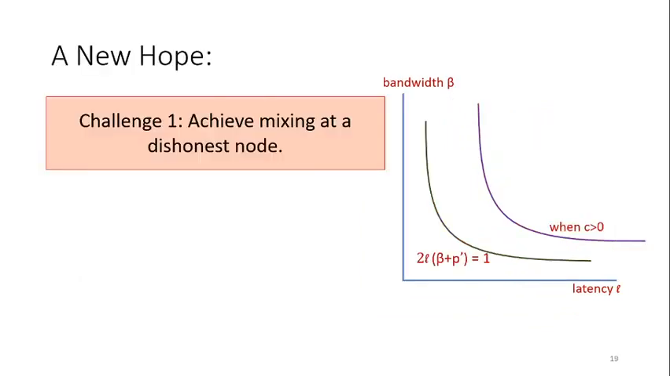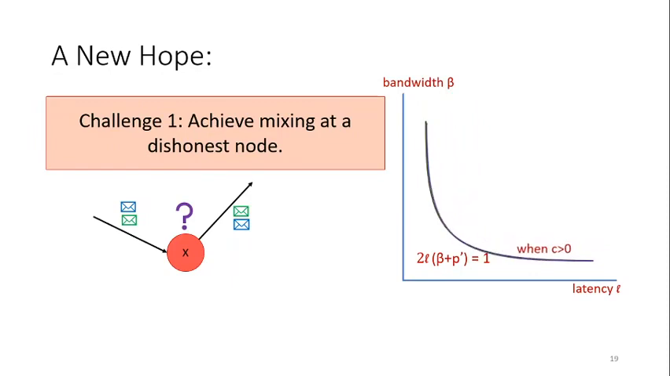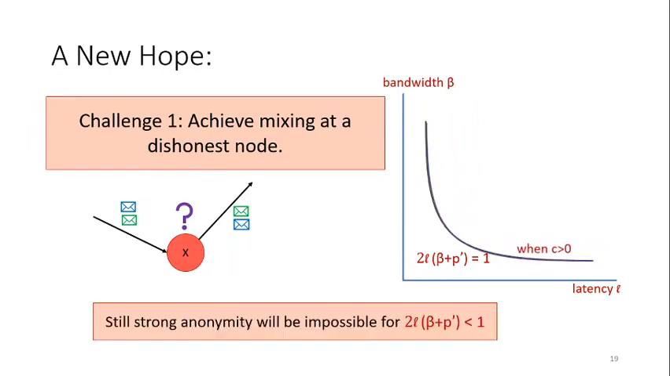Our first hope is if we can achieve mixing at a dishonest node. For example, node X doesn't have any idea about the mapping between incoming and outgoing packets. In that case, we can become completely resistant against compromisation. However, we still cannot do better than our universal necessary constraint. What else can we do?